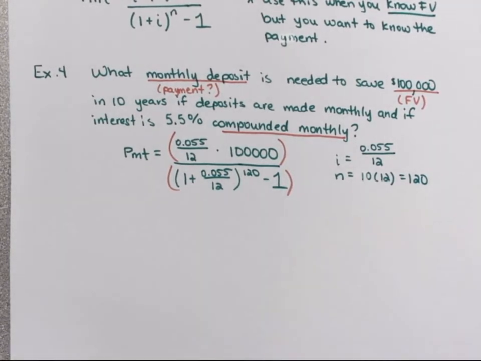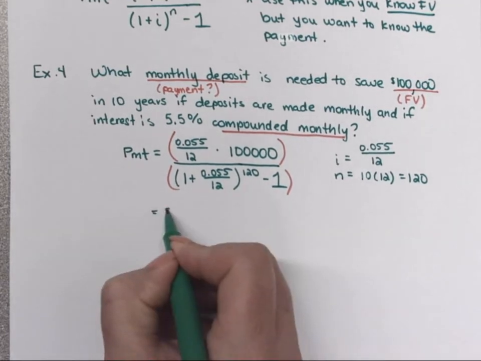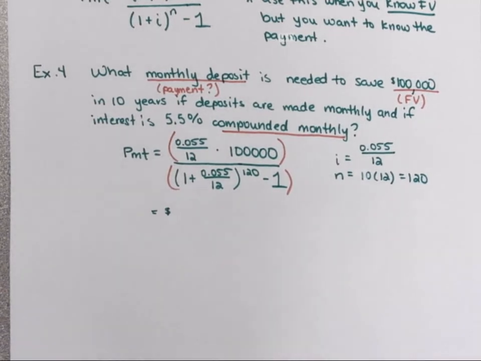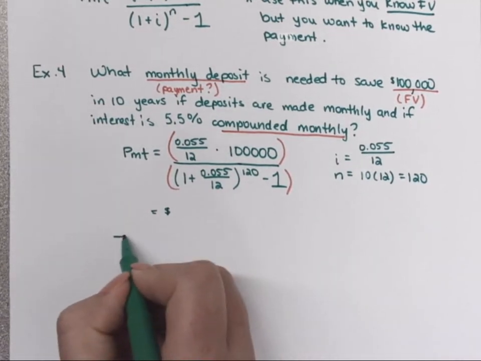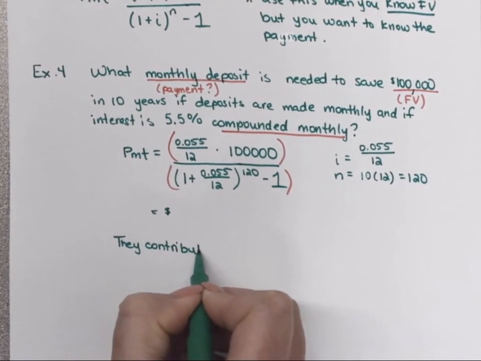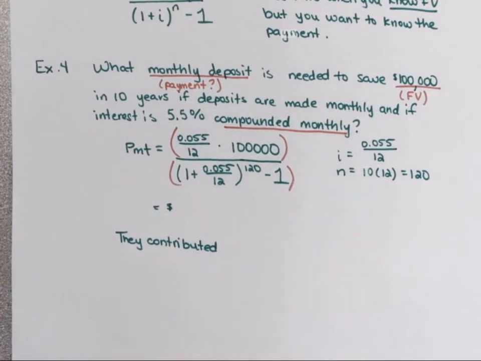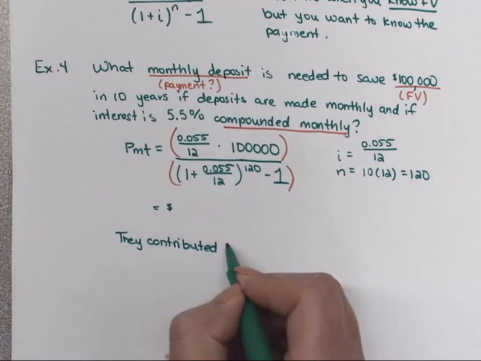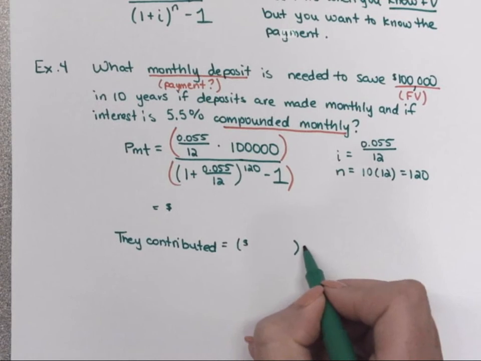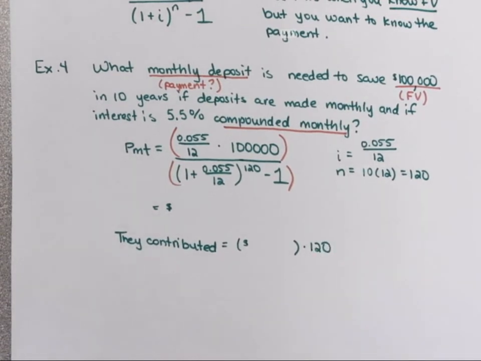So let's see if we can get this quantity. Hang on, but before we do, let's figure out how much we contributed. I want to do this before we come up with our answer because I want to talk about how we're going to figure that out. How are we going to figure out how much they contributed? We're going to need to take the payment amount we're about to get and multiply it by 120 payments. Notice this time we're actually going to have to figure it out ahead of time.